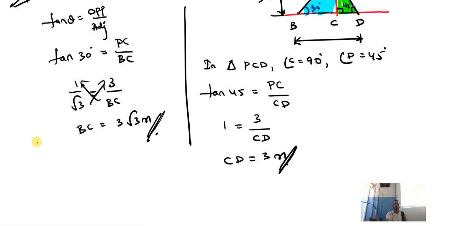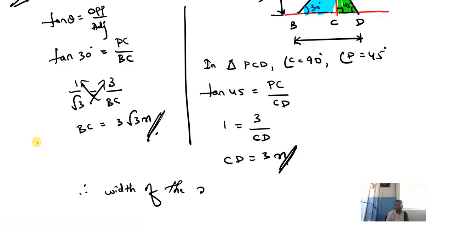Now actually we have to find the width of the river. Therefore, the width of the river is BD. Then BD is equal to BC plus CD.